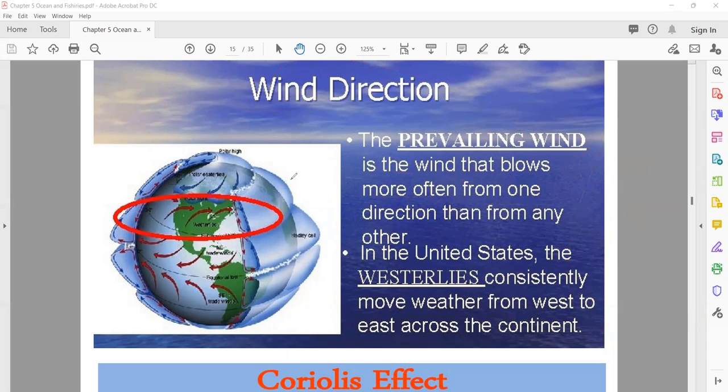They have given the example here in the United States, the westerlies consistently move the weather from west to east across the continent. So in the exam, they will not ask for any example, but if you want to keep it, it's up to you.